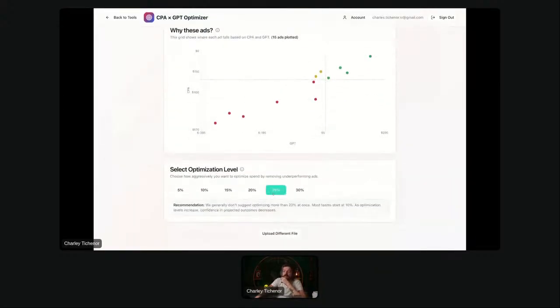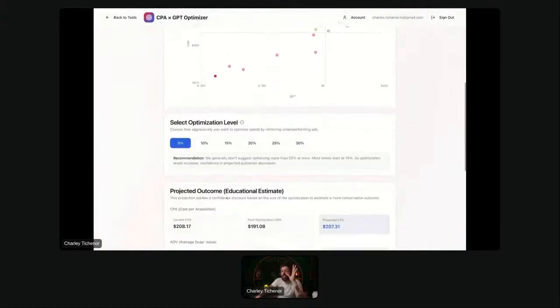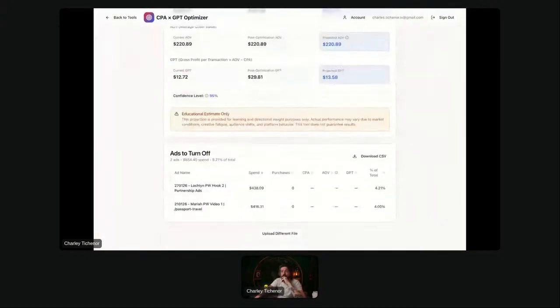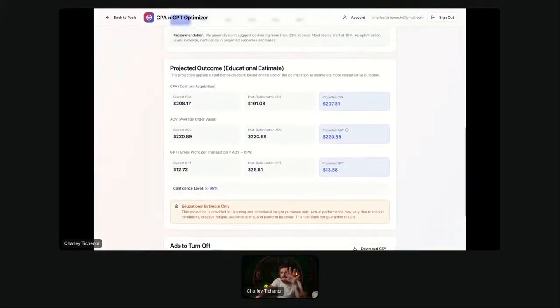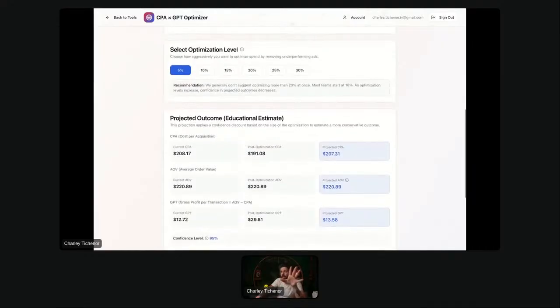Now let's be slightly aggressive. 5% change on 15 ads. It's going to suggest turn off 2. That's roughly 8% of our spend. And what that slight change of a 5% optimization is going to do for us is bring our CPA down by about $1. And our GPT, our gross profit, is going to go up by about 80 cents. Doesn't sound like a lot, but hey, it's a 5% change.